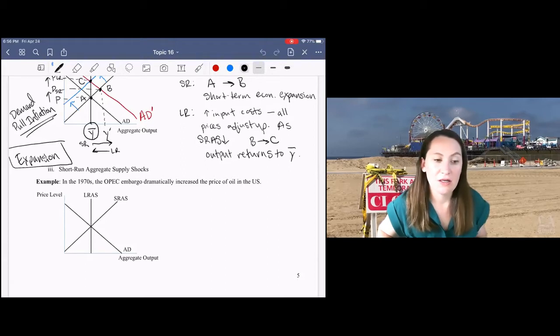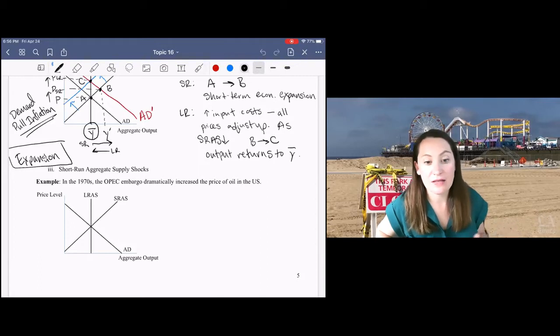oil production, decided to place an embargo on the U.S. and the price of oil in the U.S. went up dramatically.